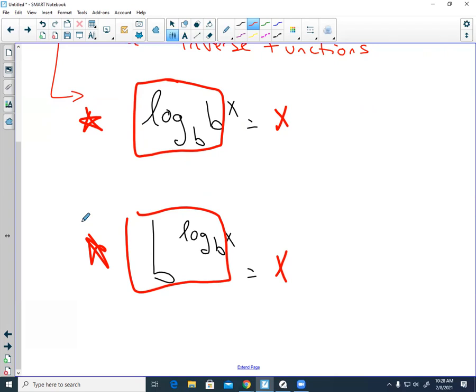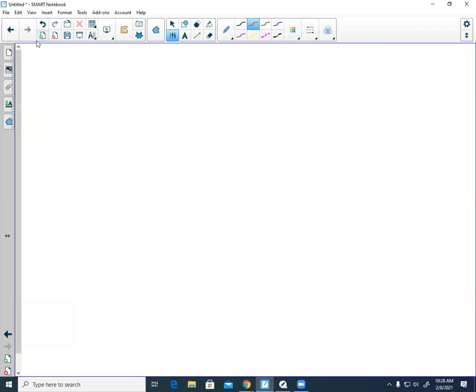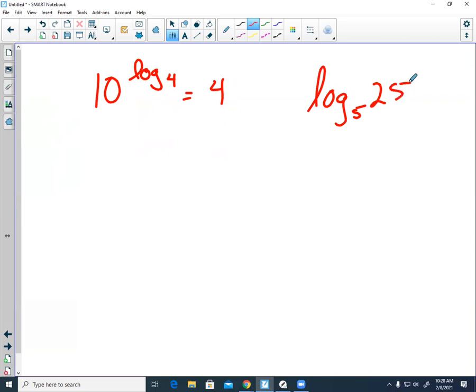Right? So let's simplify. Let's try a couple of these things and see what they ask us. Let's simplify 10 to the log of 4 equals 4, and then log base 5 of 25. Actually, hang on, let's erase that 4. So let's simplify.